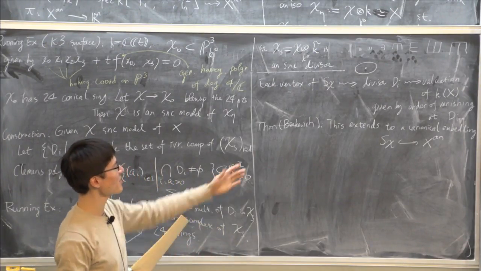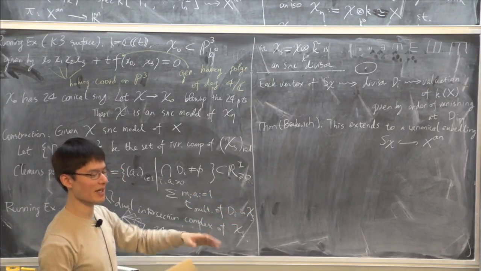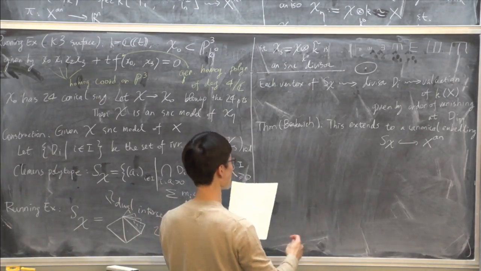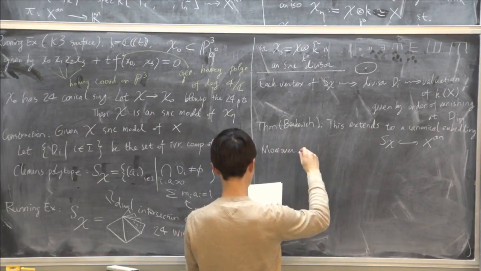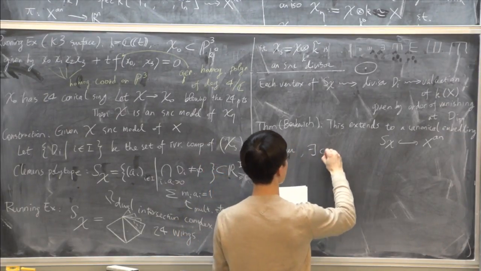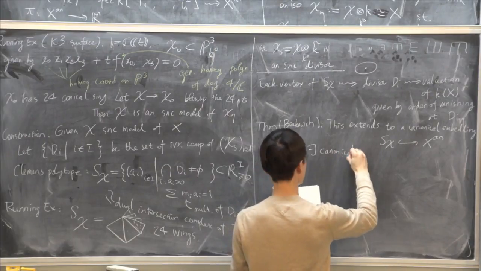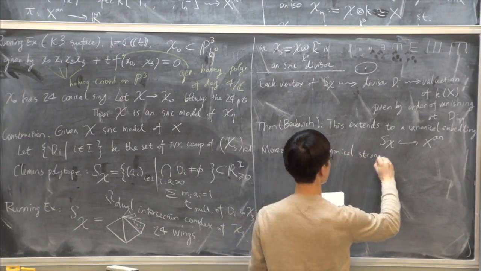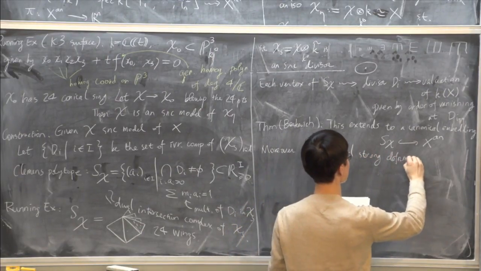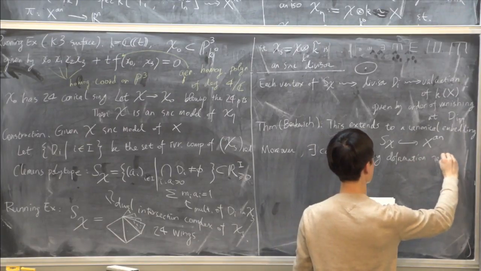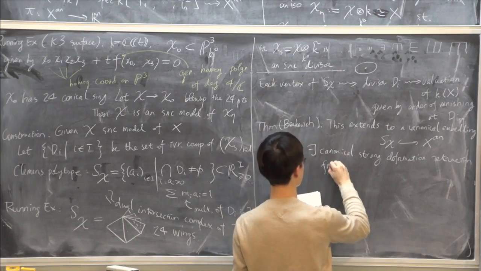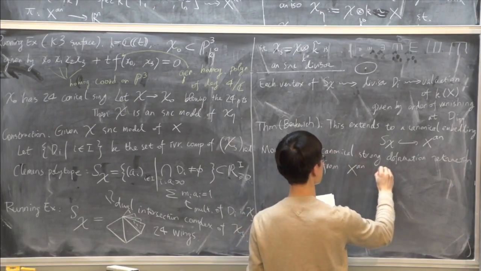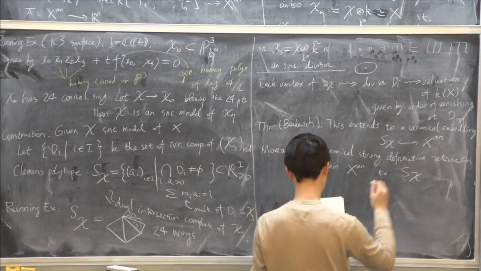So Berkovich says that we can extend just by linear combination, and moreover, there exists a canonical strong deformation retraction from X analytic to the Clemens polytope.